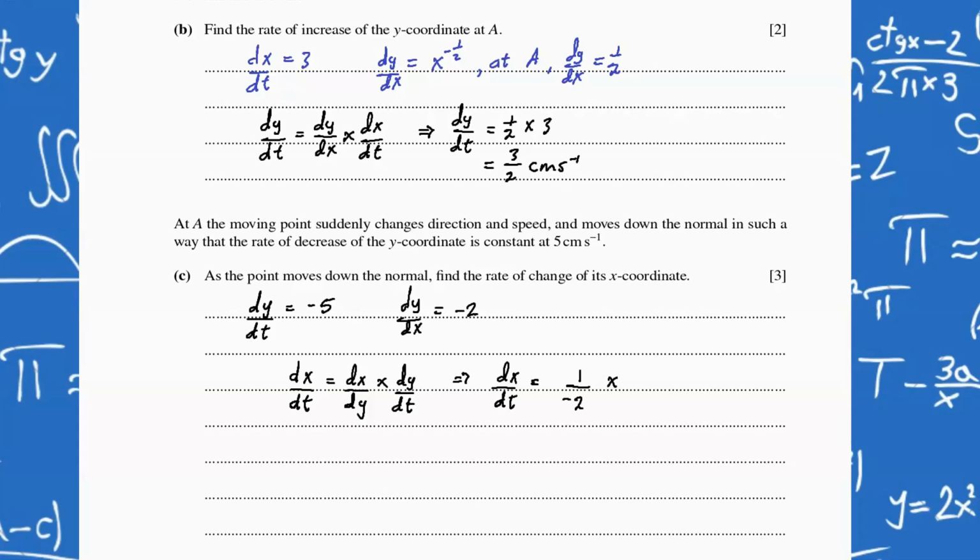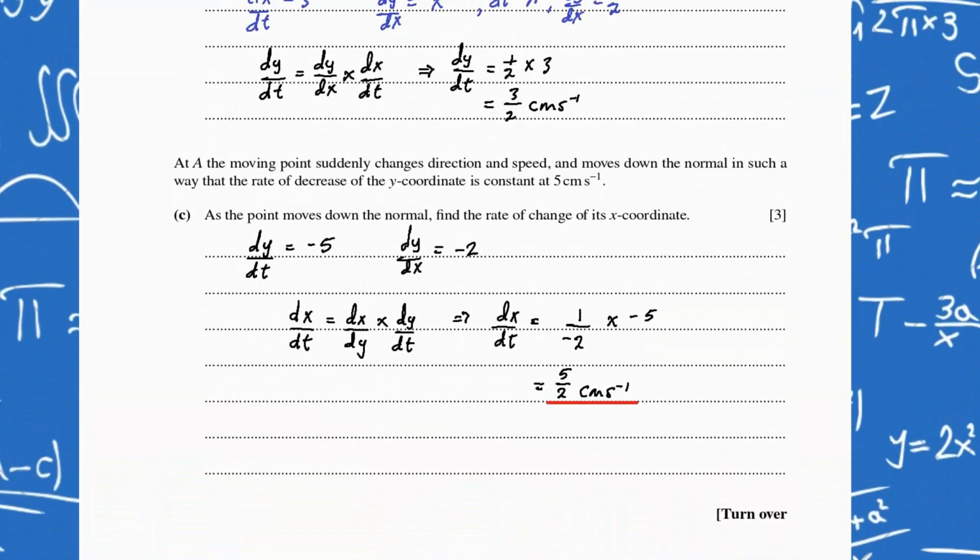And it's going to be times. Now for dy by dt, that's minus 5. So essentially, we will be having this as 5 over 2. And the units here are in centimeters per second. So that's the answer we get right here. That's how we do it. All right, so let's move on to the next question.